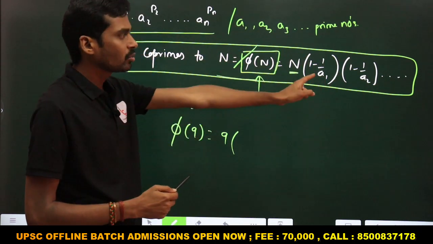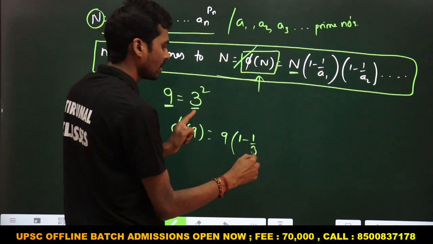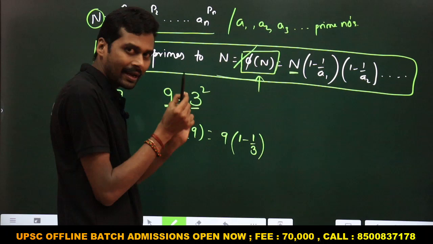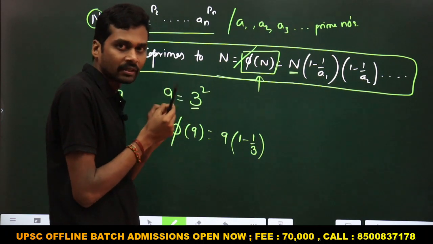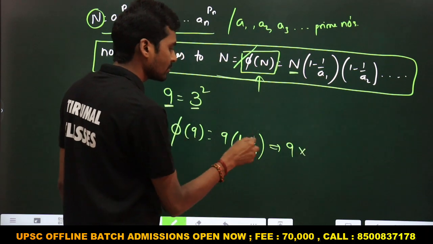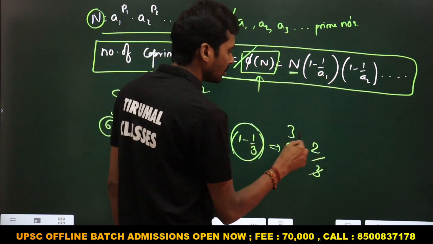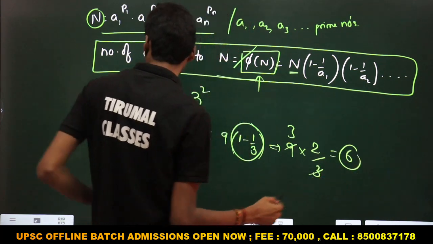So here the first one is what? 1 minus 1 by a1. We have only one prime number, so 1 by a1 means 1 minus 1 by that particular prime number. Okay. So the final answer is what? 9 into (1 minus 1 by 3), which is 2 by 3. So 3 3s are 9, 3 into 2 is 6. That is what we got.